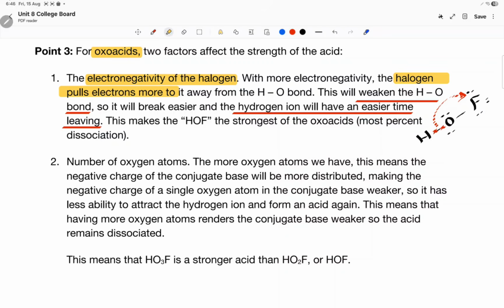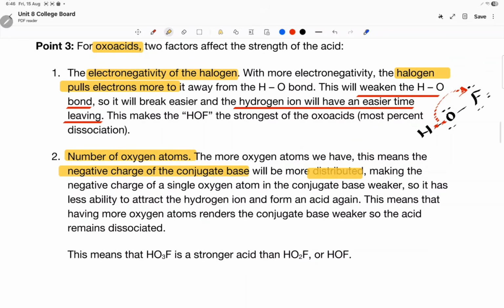Also, the strength depends on the number of oxygen atoms. The more oxygen we have, the stronger. But why? Because your conjugate base is always negative, but this negative charge will now be more distributed, which means the negative will not be as strong. So the conjugate base will become weaker, and it's going to have a hard time re-attracting the H plus that it already lost. Does what I said make sense to you?